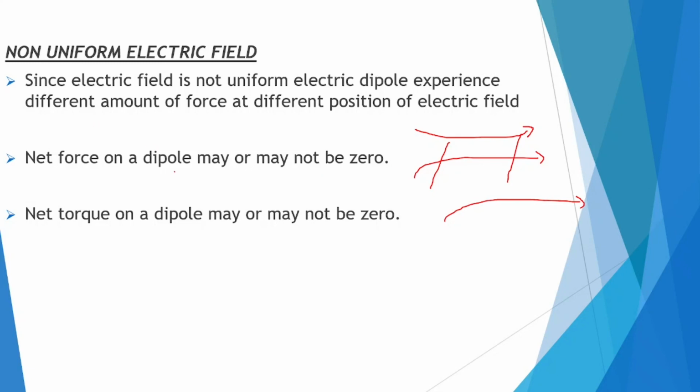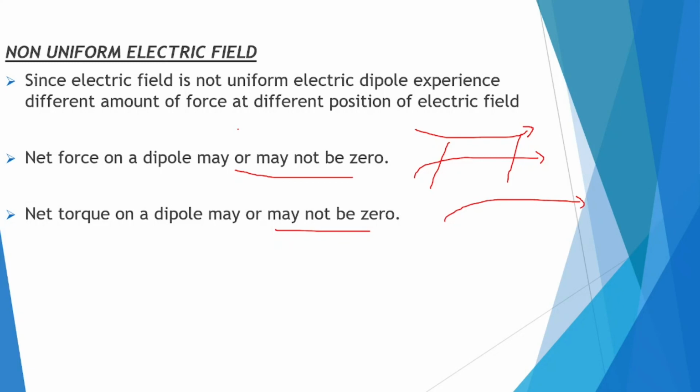That means the net force on a dipole may or may not be 0. In some positions it can be 0, in some positions it cannot be 0. Torque may or may not be 0 as well. Maybe in some part the torque will be 0, maybe it won't be 0. So it is really different. So that's the thing that you should know about non-uniform electric field. You don't need to study deep into non-uniform electric field. These are the things that you should remember.